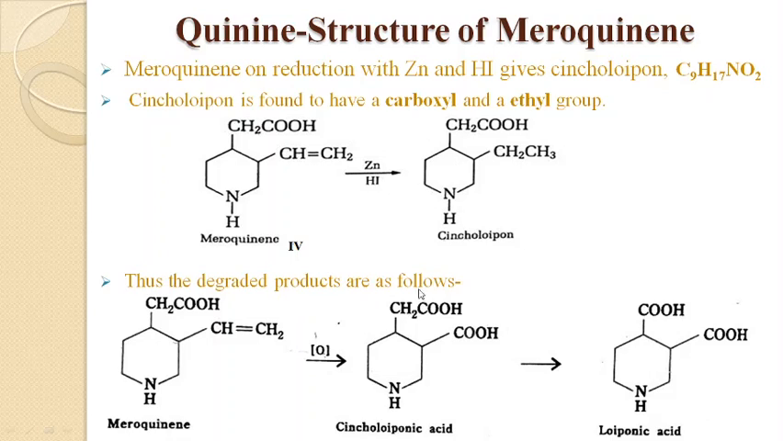Thus the degraded products are as follows. Here you can see the probable structure 4 of meroquinone, with a vinyl group at position 3 and a CH2COOH group at position 4. On oxidation it forms cincholoiponic acid. This is degraded further, and then again it converts into loiponic acid, where the CH2COOH is again removed. So these are the series of oxidation reactions which we have understood.